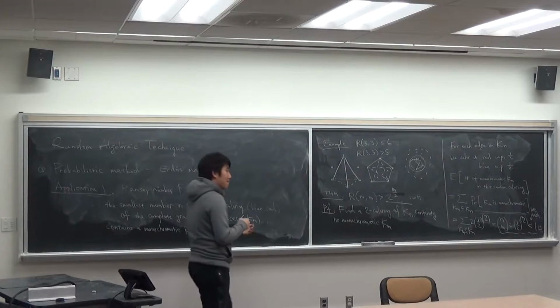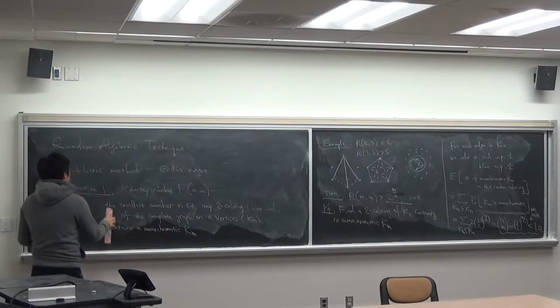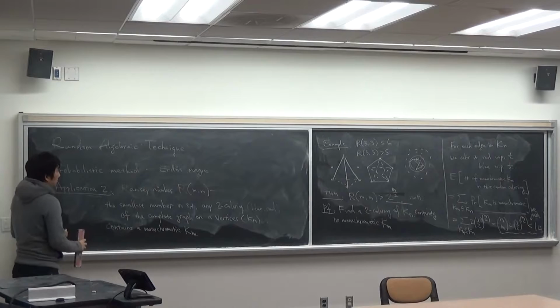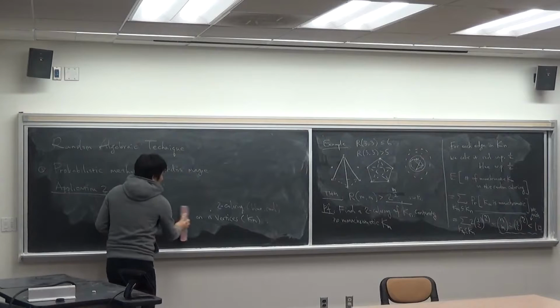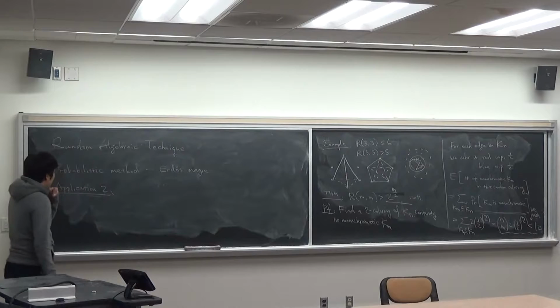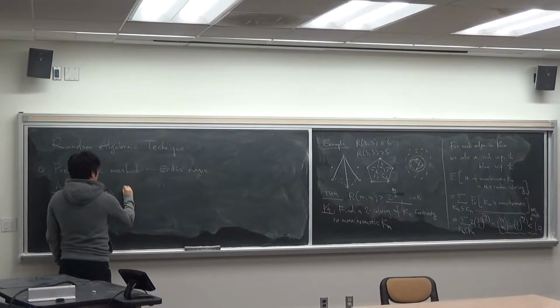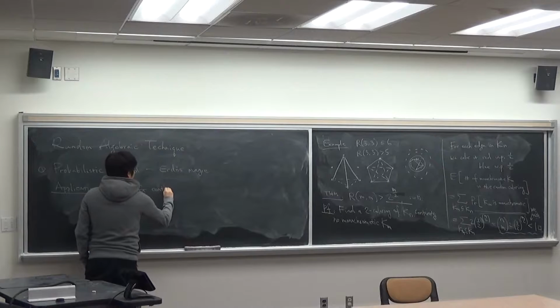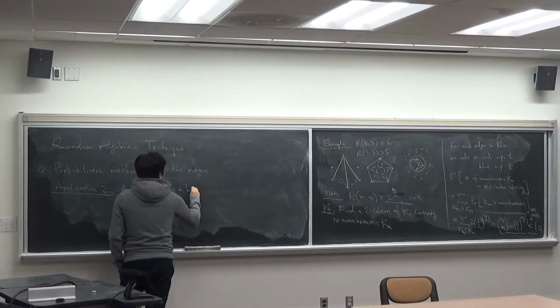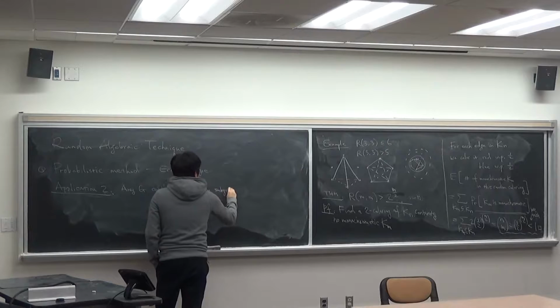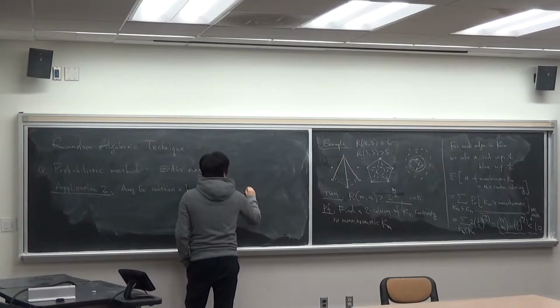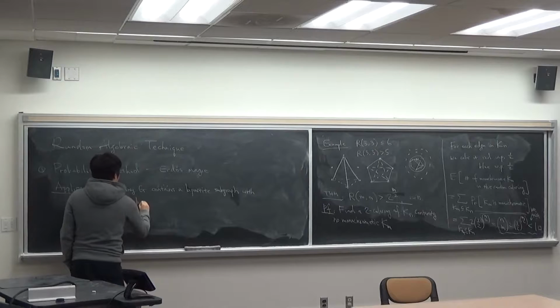Okay. Now let me give you a second application of the probabilistic method, which is also nice and cute, so that people get familiar with the method, so that we can move on further to the random algebraic method or technique. The second application is also a classic. We want to prove any graph G contains a bipartite subgraph with at least half the number of the edges.